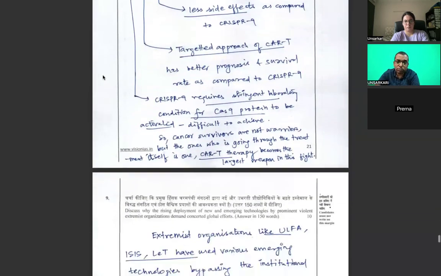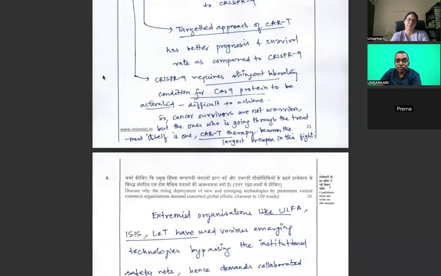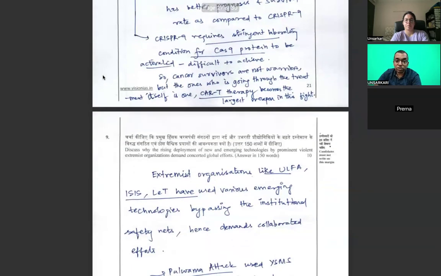We already mentioned all these points. Better proliferation and survival rate compared to CAR T, requires stringent laboratory conditions for the Cas9 protein to be activated. This is very difficult to achieve. So cancer survivors are not warriors, but the one who is going through the treatment itself is one. CAR T therapy becomes the largest weapon in this fight.